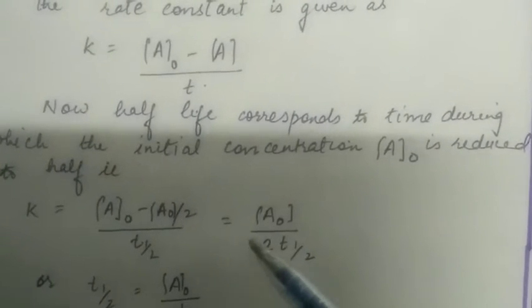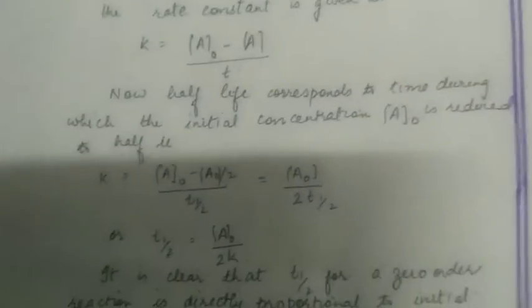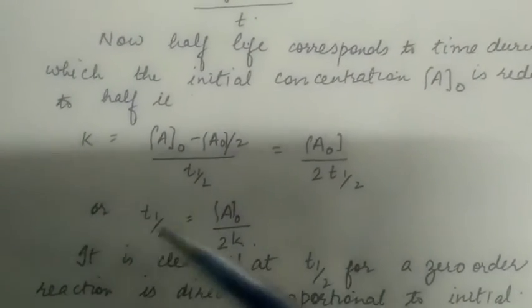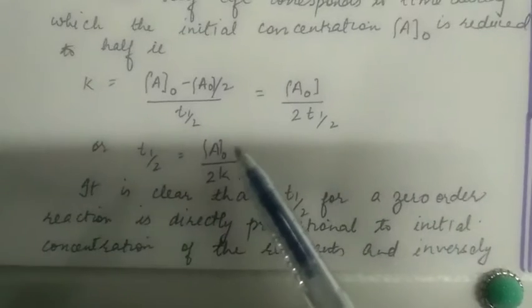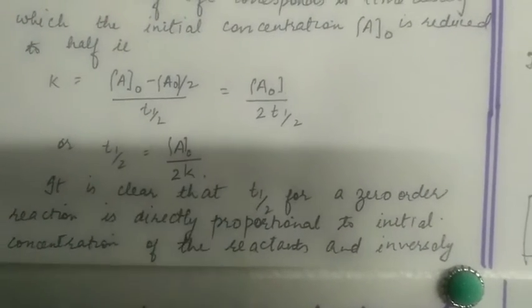So the equation becomes K is equal to A naught upon 2 T half, or T half is equal to A naught upon 2K. See, T half is directly proportional to initial concentration of reactants and inversely proportional to the rate constant.